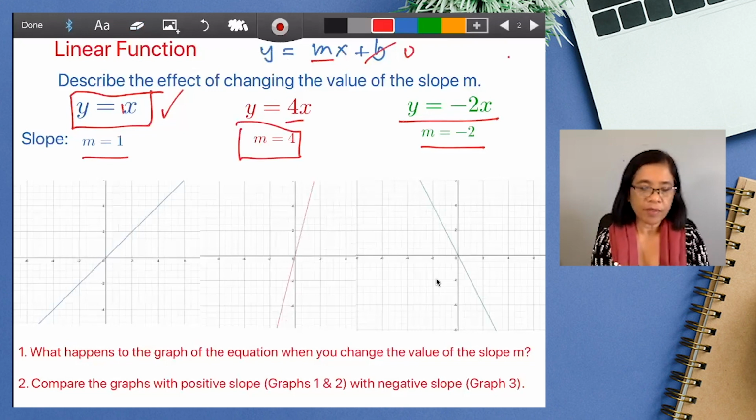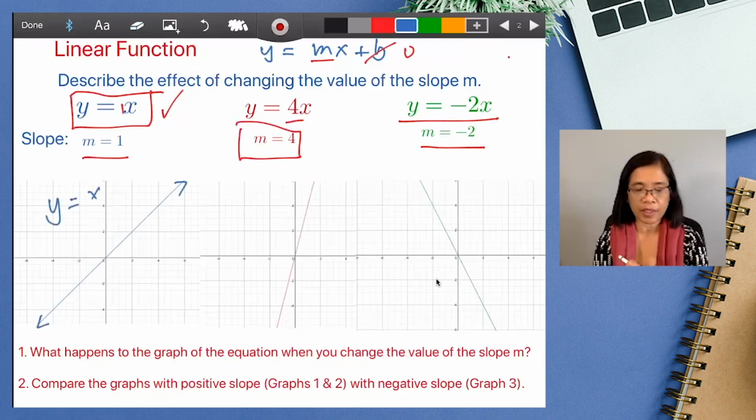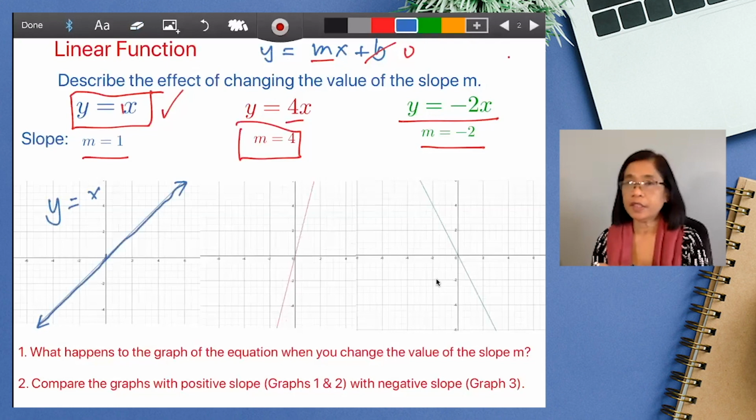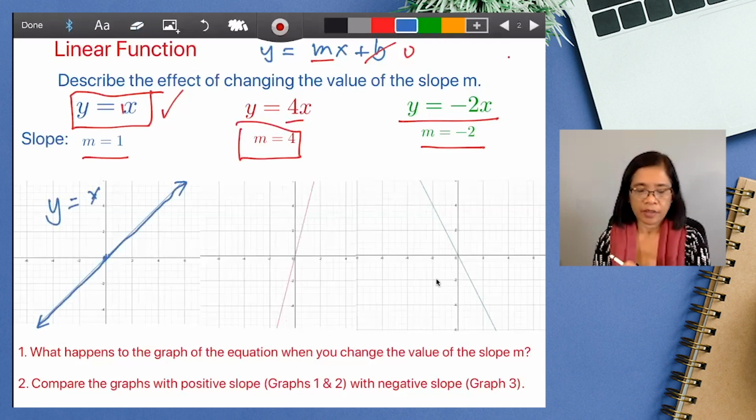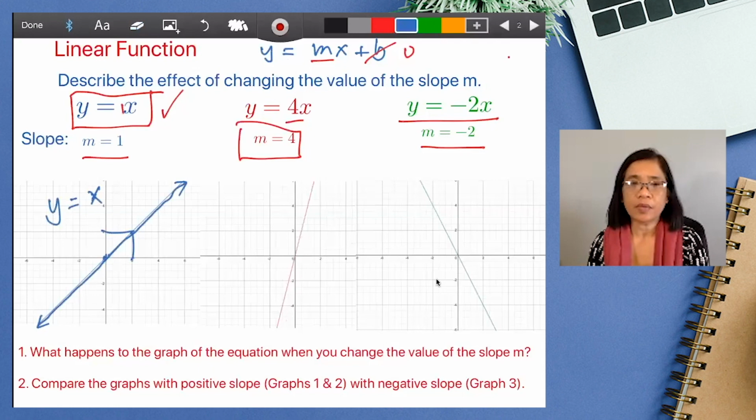So if we have the parent function y is equal to x, we have this blue line here. It passes through the origin, and when x is 0, y is 0. When x is 2, y is also equal to 2. So that explains the equation here that describes y is equal to x. When x is 4, y is 4. That's the point here.